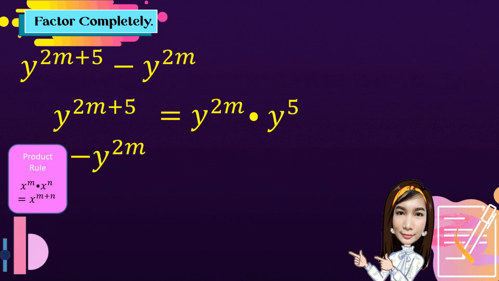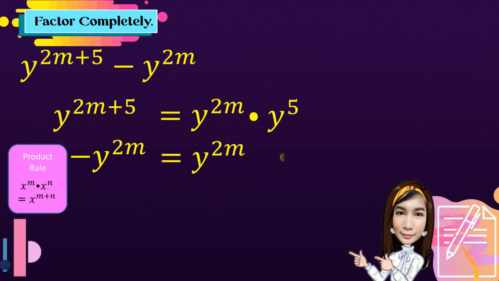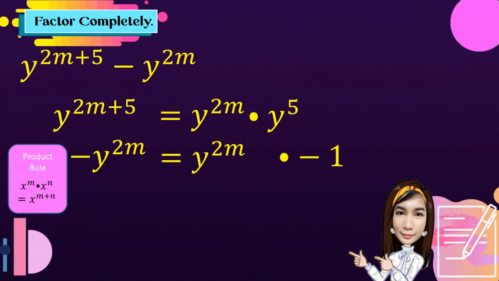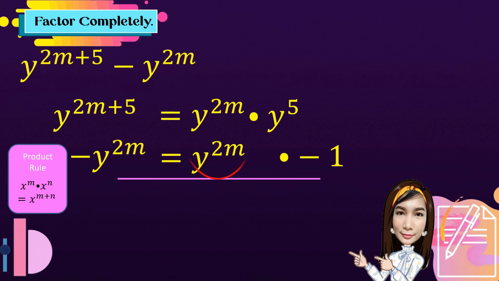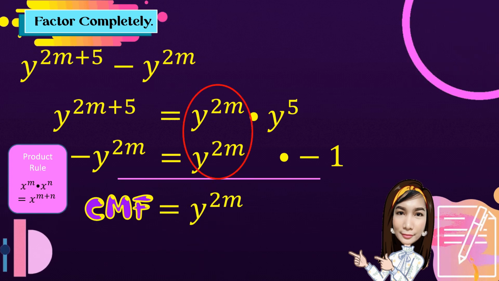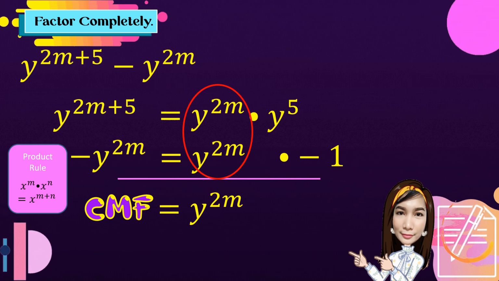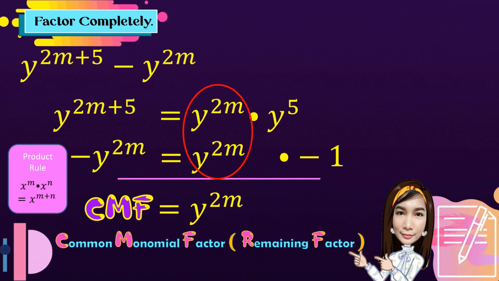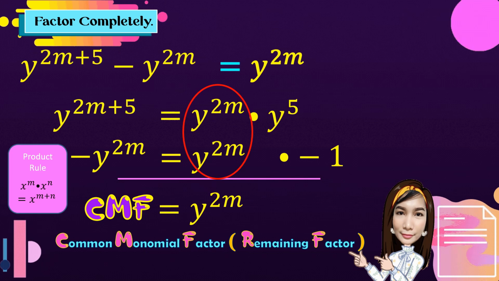Next, we're going to have the second term, negative y raised to 2m. That is equal to y raised to 2m times negative 1. Now encircle the common factor, and that is considered your common monomial factor, y raised to 2m. Next, we're going to write it in the factored form, given common monomial factor times the remaining factor. So factor out the common monomial factor y raised to 2m. Then divide each term by the common monomial factor.